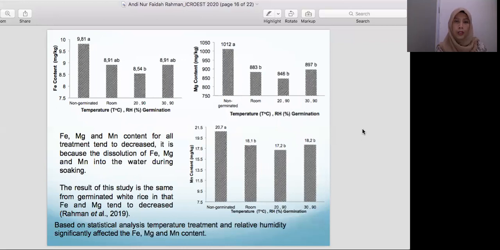This is the figure of mineral content: iron content, magnesium content, and manganese content. All mineral content tends to decrease. It is because of the dissolution of minerals into the water during soaking. The result of this study is the same as germinated white rice in that iron and magnesium tend to decrease. Based on statistical analysis, temperature treatment and relative humidity significantly affected the mineral content.